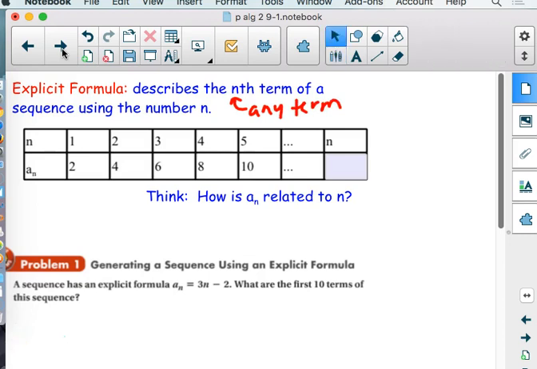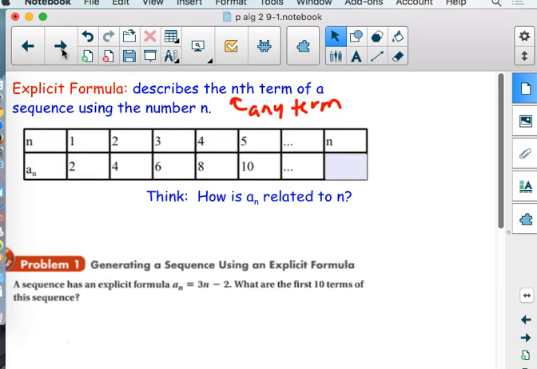So here's what that means. With an explicit formula, if I want the 10th term, I just put a 10 into the formula and it'll kick out the 10th term. If I want the 1 millionth term, I just put 1 million into the formula and it kicks out the 1 millionth term. Now they don't all do that. So these are special. These are ones we want to use.